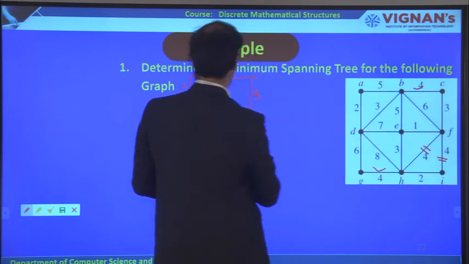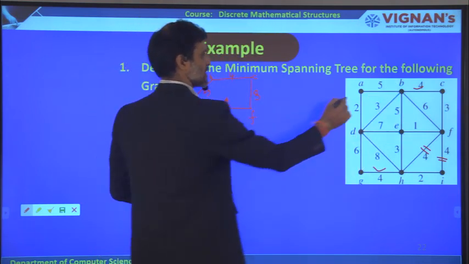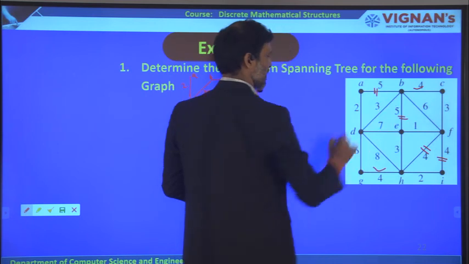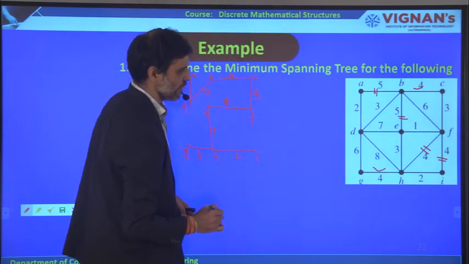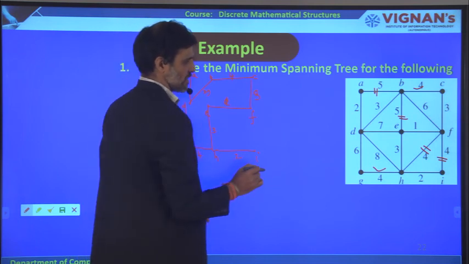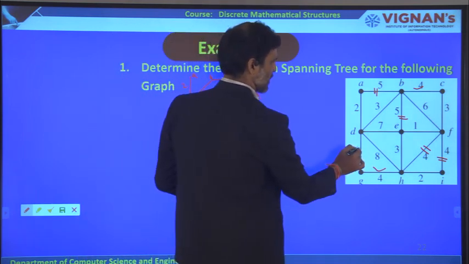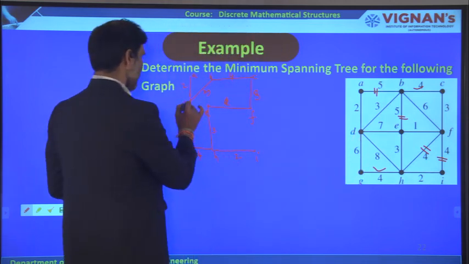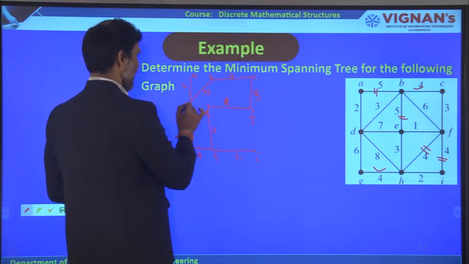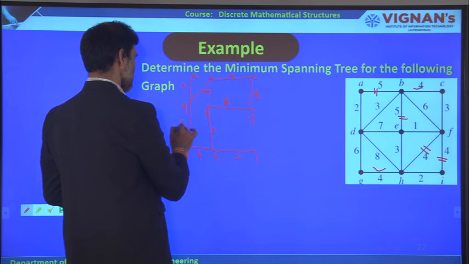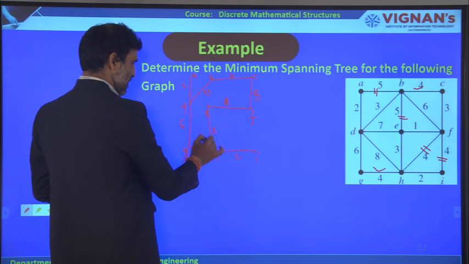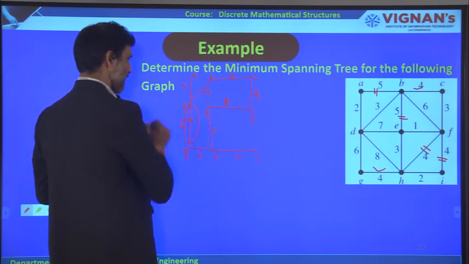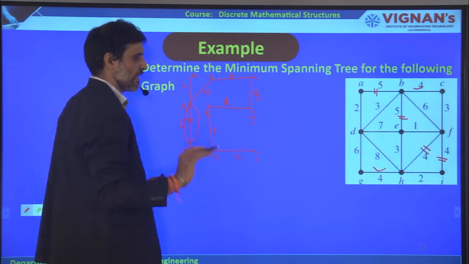Similarly, B to E, if you take B to E, it will form a cycle, therefore we cannot take this one. Is there any other edge with value 5? No. So now let us come to the case of 6, D to G. If you take D to G, what will happen? It is a 6, and it forms a cycle, so this edge cannot be taken.